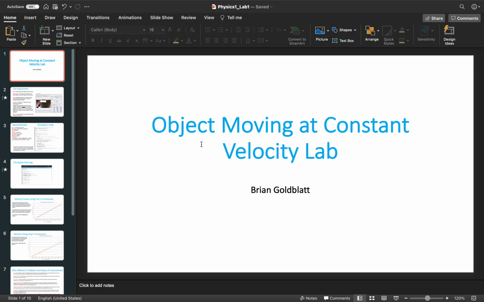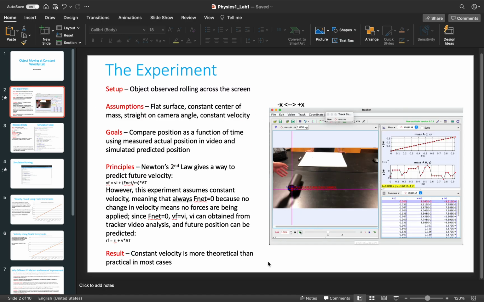Hi, I'm Brian Goldblatt, and this is my object moving at constant velocity lab. So this was our experiment.